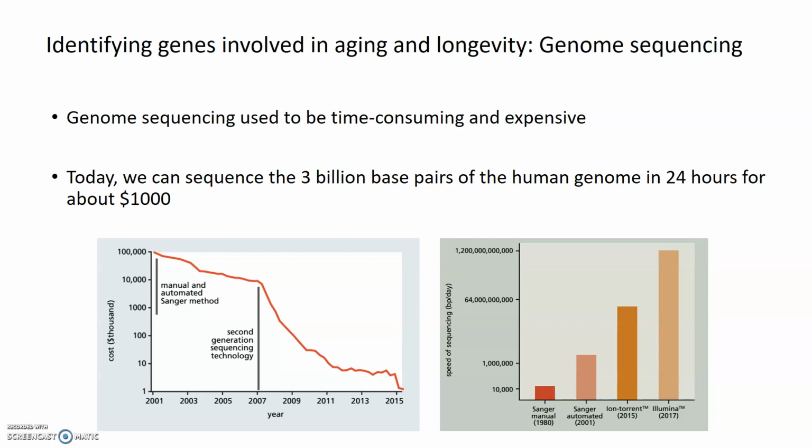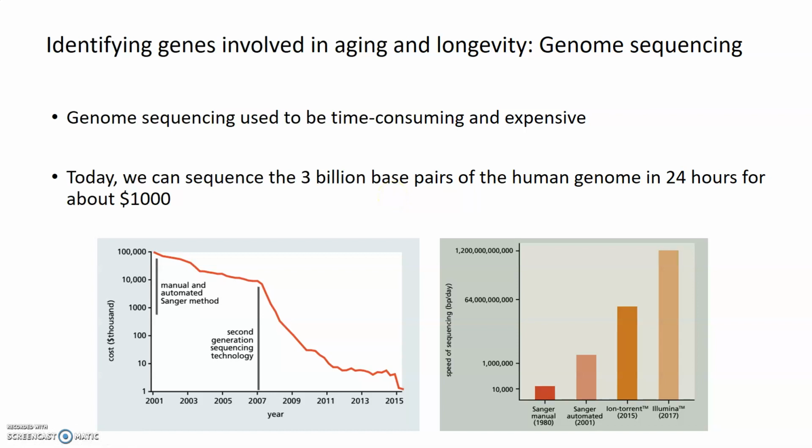And sequencing used to be very time-consuming and very expensive. And so you can see here the cost of sequencing the entire human genome in the early 2000s was almost $100,000. But over the past 15 to 20 years, that cost has decreased dramatically to about $1,000 to sequence the 3 billion base pairs that make up the human genome.